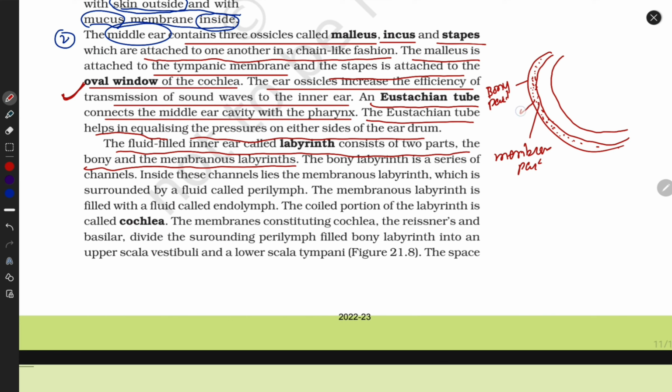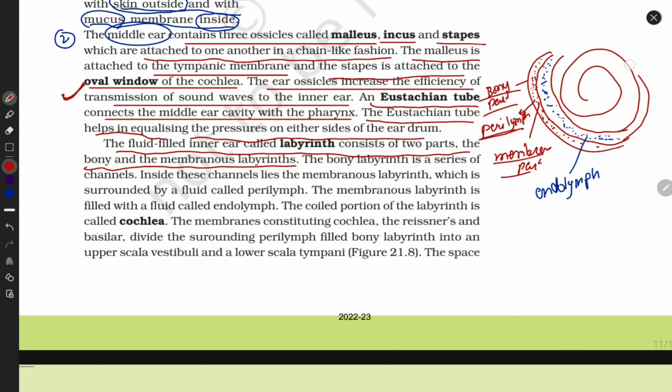This liquid we call perilymph, the fluid between the bony part and the membranous part. Alright guys, and here also a fluid is present. This fluid we call endolymph, and this is a part of the cochlea.